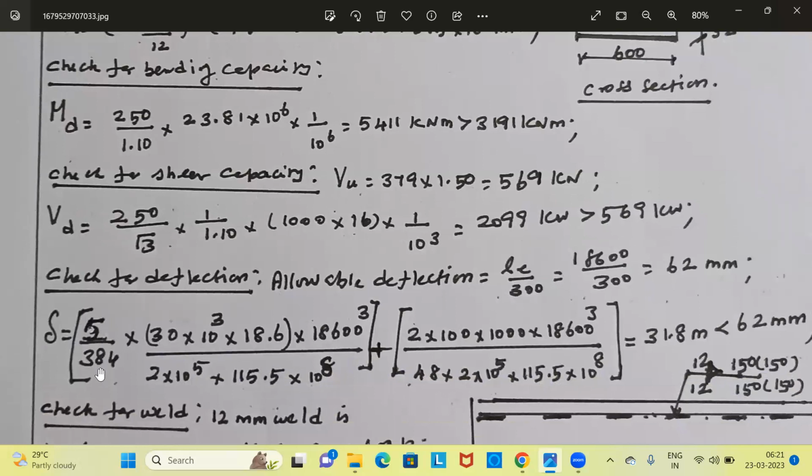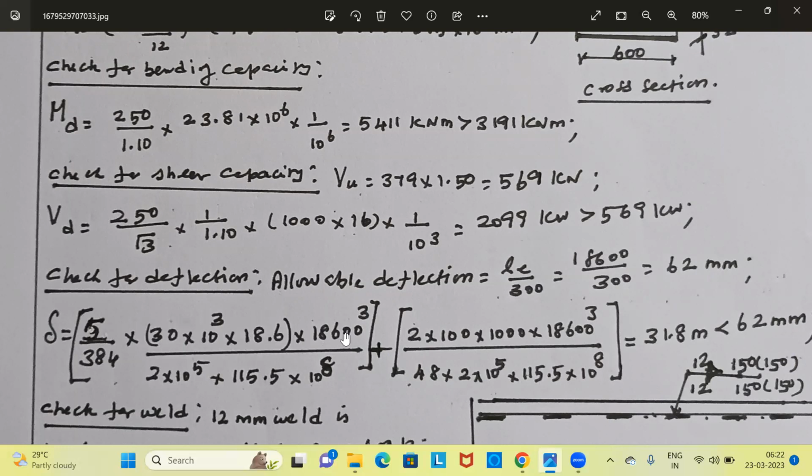The factor is 5 by 384 for uniformly distributed load. What is the total uniformly distributed load? It is 13 kilonewton per meter into 18.6 meter. This is the total load. Convert this into Newton, put 10 power 3. So this is the total uniformly distributed load, into L cube.